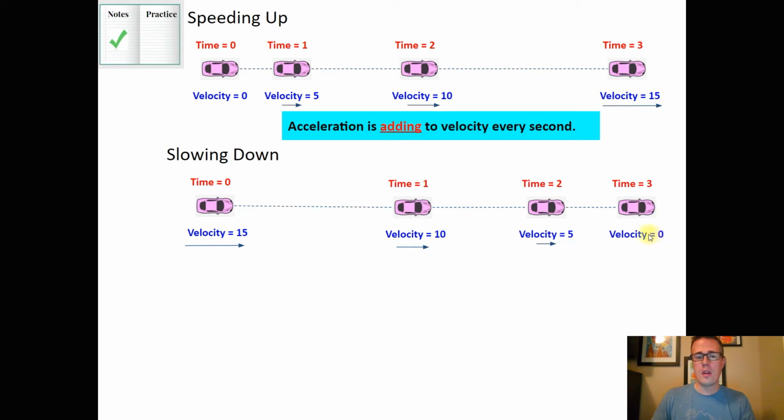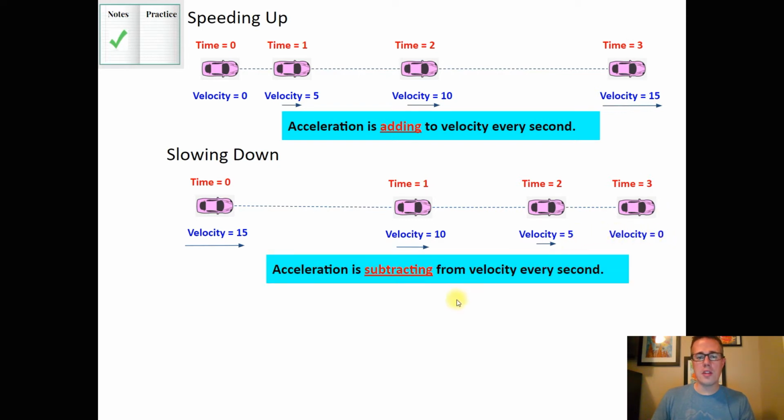back down to 0. So in this example, acceleration is subtracting from velocity every second, but it's still a type of acceleration. We just sometimes call it deceleration. So far we've got adding to velocity and subtracting from velocity. The last kind is just changing the direction of the velocity.